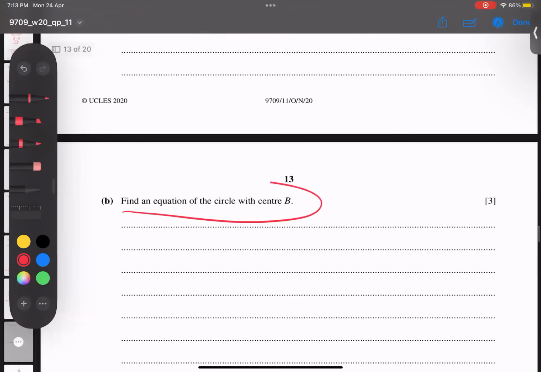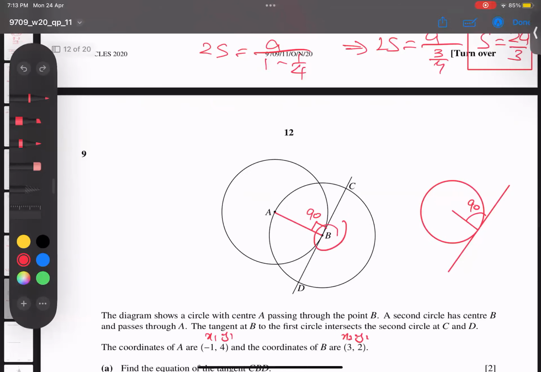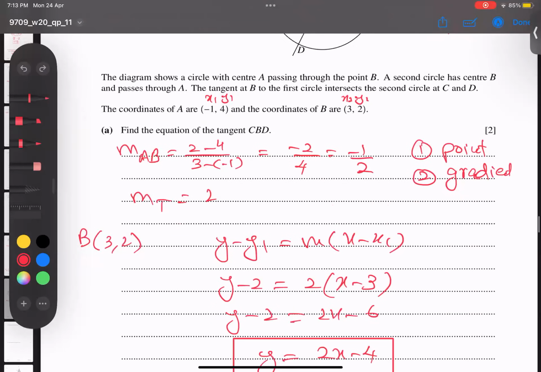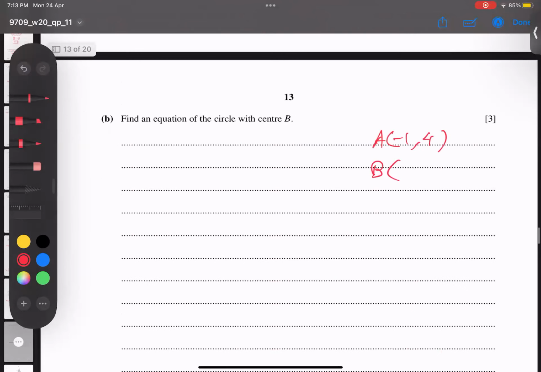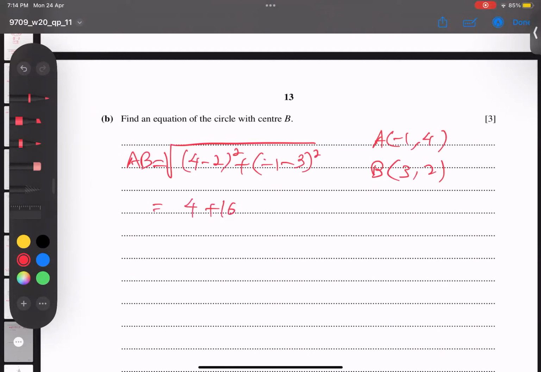He's asking a question about the circle centered at B. Before I start, the equation of the circle with center B, I will use this as it is, but the length of AB will behave as the radius. So let's find the distance AB. So minus 1, 4. And the B value, we have what? 3, 2. So first of all, I'm looking for the distance AB, and the formula is very clear: the square root of y2 minus y1 whole square plus x2 minus x1 whole square. Here I got 2 squared is 4, and here 4 squared is 16. So root 20 is coming.